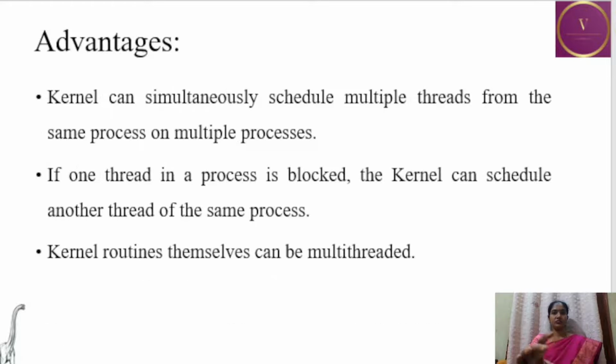Okay. Now let's see the advantages of using kernel level threads. Kernel can simultaneously schedule multiple threads from the same process on multiple processors, and if one thread in a process is blocked, the kernel can schedule another thread of the same process. Whereas in user level threads, when one thread is performing a blocking operation, the entire process will be blocked. But it is not the same in the kernel level threads. Kernel routines themselves can be multi-threaded.